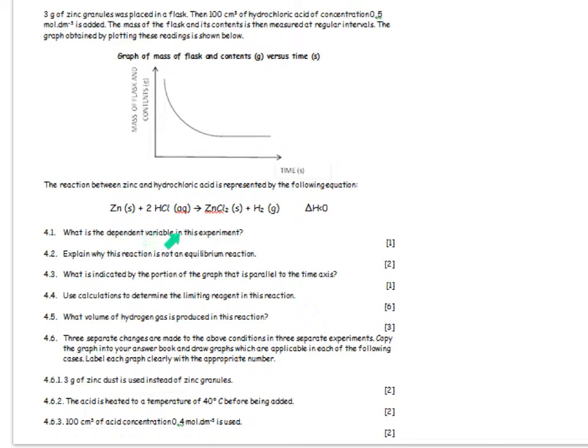What is the dependent variable in this experiment? So what am I measuring? I am measuring the mass of the flask and its contents.